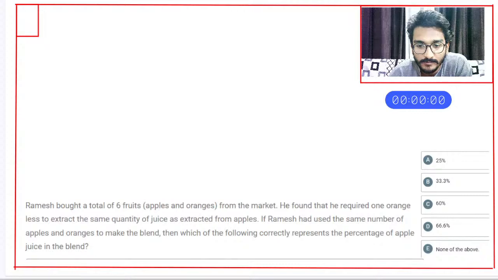Okay, let's start the question now. We have Ramesh bought a total of 6 fruits, apples and oranges, from the market. He found that he required 1 orange less to extract the same quantity of juice extracted from the apples.